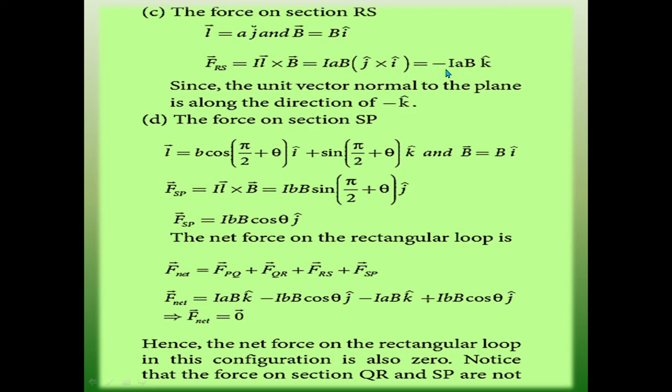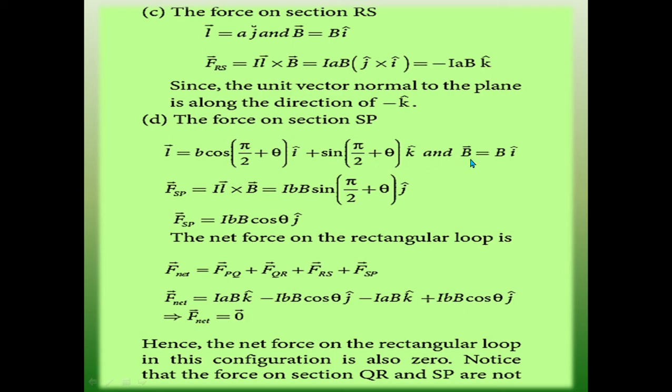So minus I a small b capital B into k cap, since the unit vector normal to the plane is along the direction of minus k cap. The fourth section of force, the force on section SP. Here also the length will be acting on two different sides, that is two adjacent sides. One is b cos(pi/2 + theta) i cap along the horizontal direction, and the vertical direction can be written as sin(pi/2 + theta) into k cap.